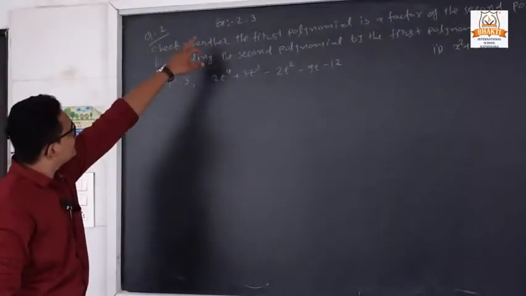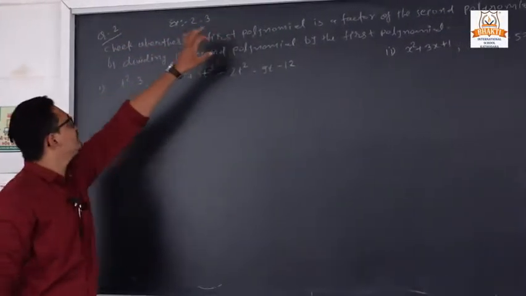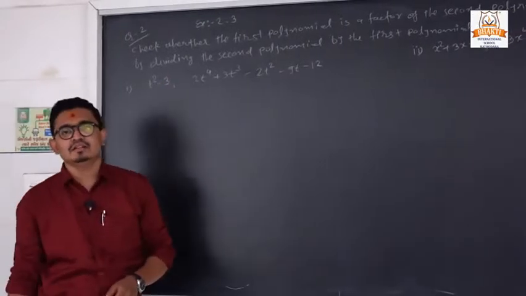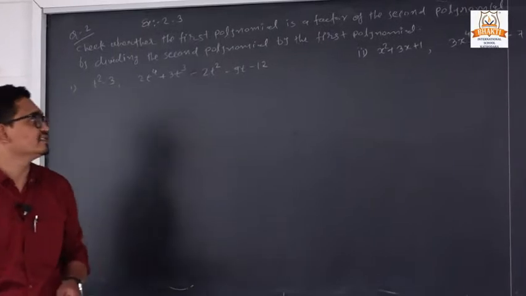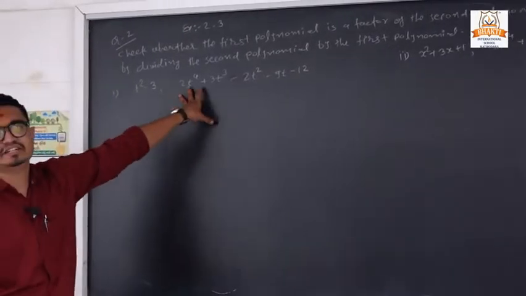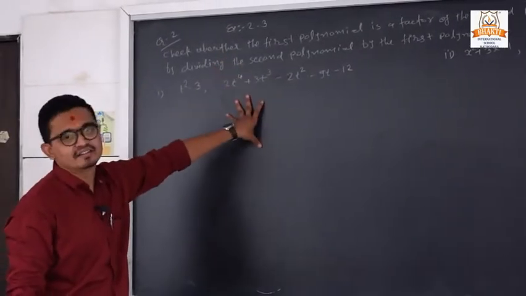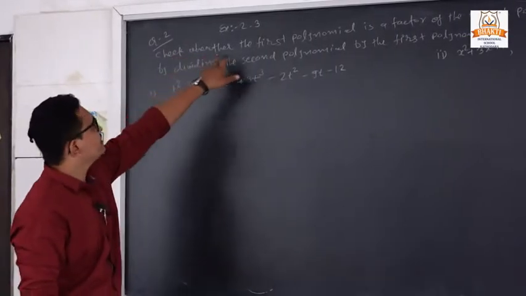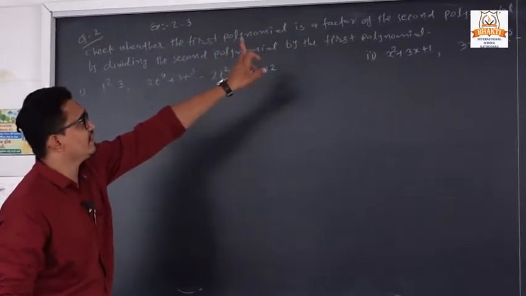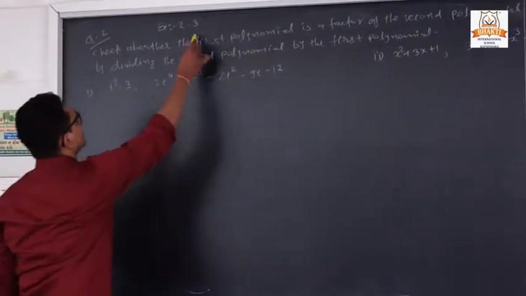Okay, so today we are going to learn exercise number 2.3, question number 2. Last time we discussed polynomial division. It is the same, but the question they ask is different. First of all, let us read the question: check whether the first polynomial is a factor of the second polynomial. So it is our question.